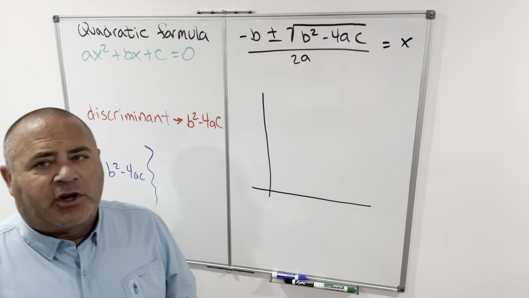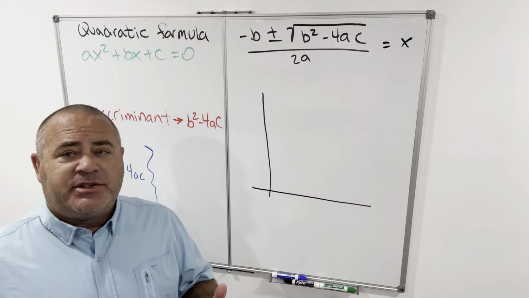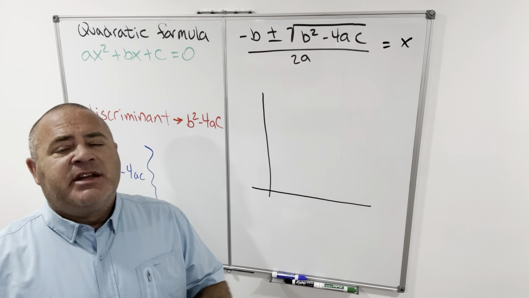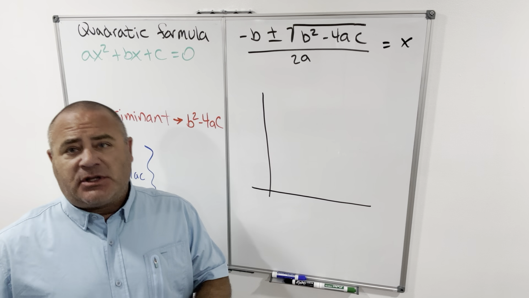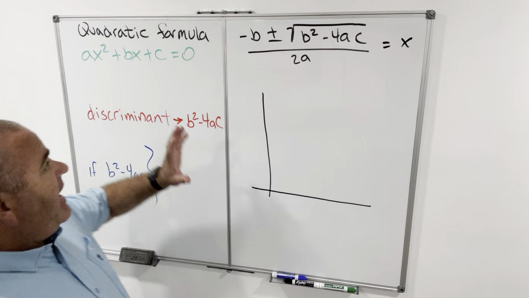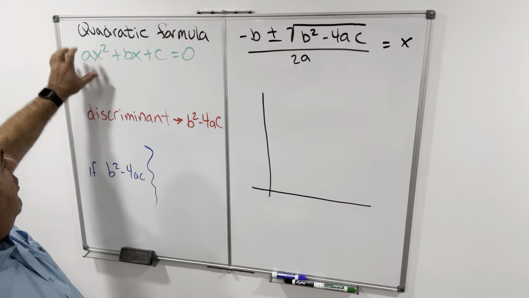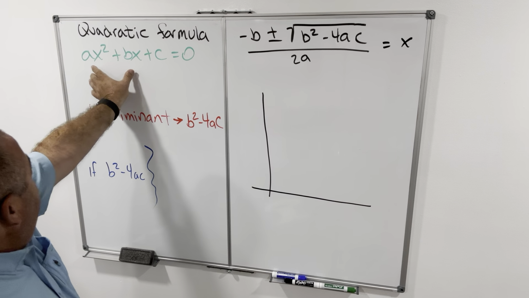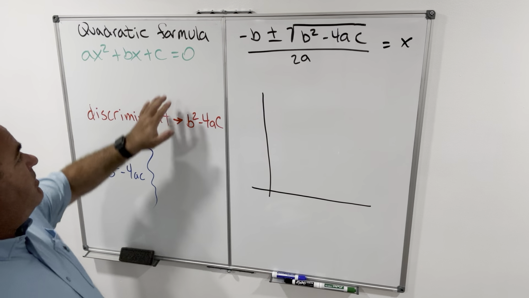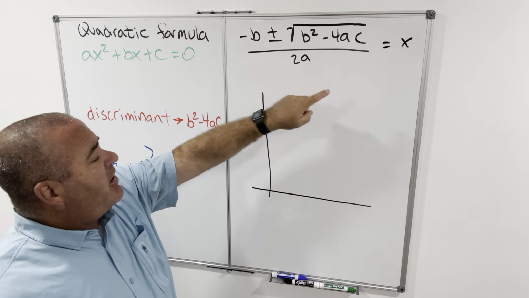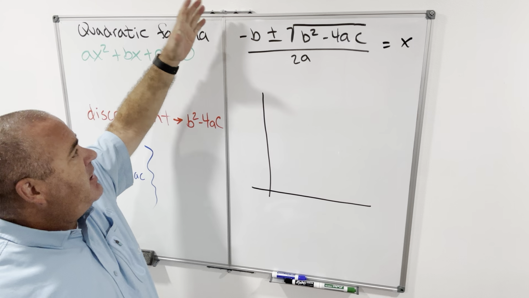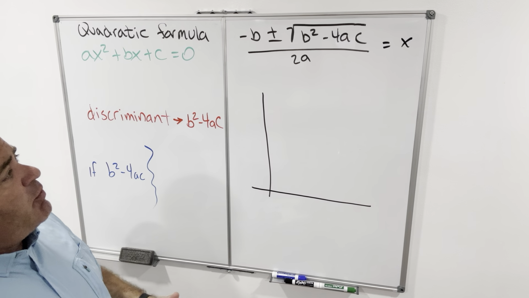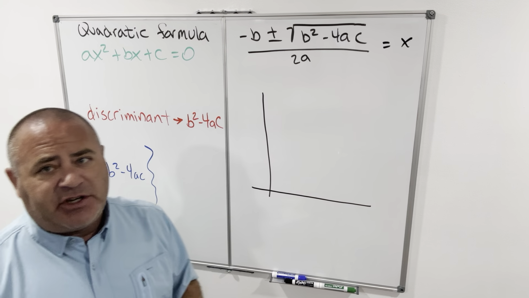Whenever you're working with the quadratic formula, there's a couple things that you can do right from the beginning to give you an idea of what your graph is going to look like or how many solutions you're going to have. In review, the quadratic formula just says that if we have an equation ax squared plus bx plus c equal to 0, then our x is going to be equal to minus b plus or minus the square root of b squared minus 4ac over 2a.